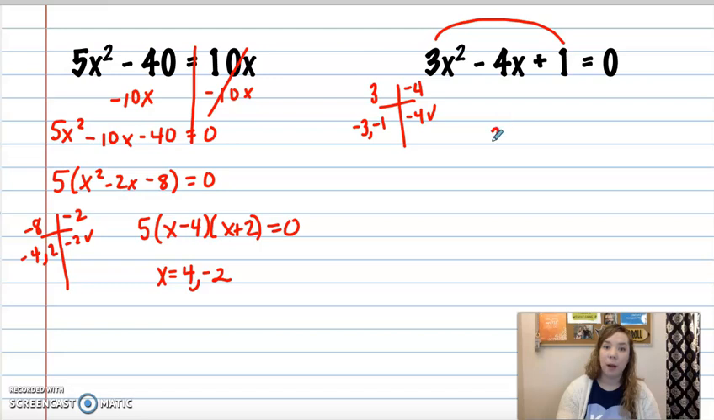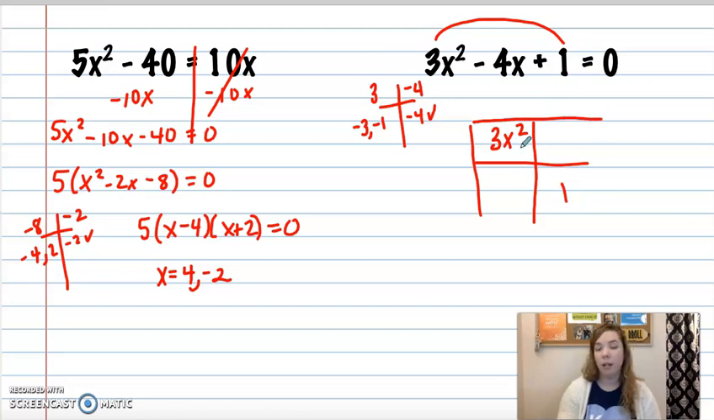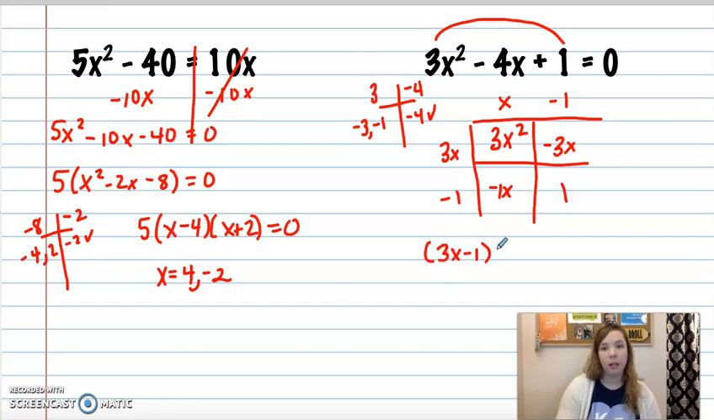So then I'll have to use my box method where I have my 3x squared in the top left, my 1 in the bottom right, and then instead of negative 4x, I'm going to put negative 3x and negative 1x. Okay, we split that middle term into the factors we need. So this would be a 3x I can pull out. Here we would have a negative 1 we can pull out, a 1x, and a negative 1 again, it looks like. So this factor would be 3x minus 1 times x minus 1 equals 0.